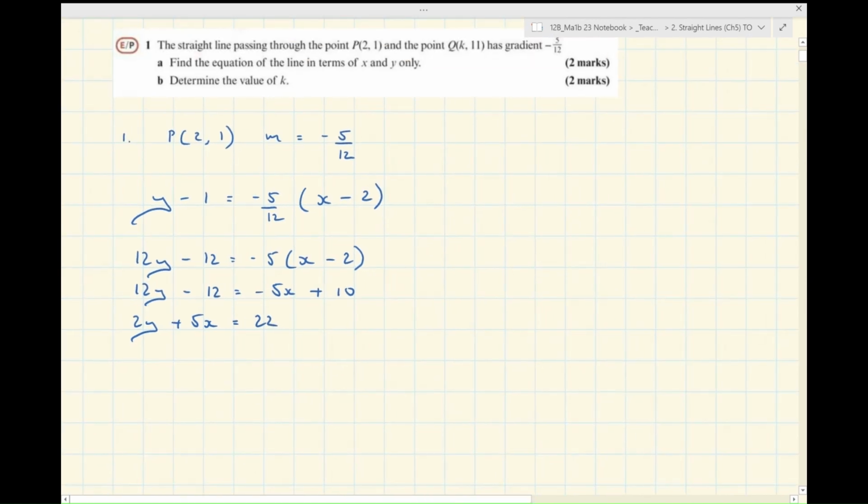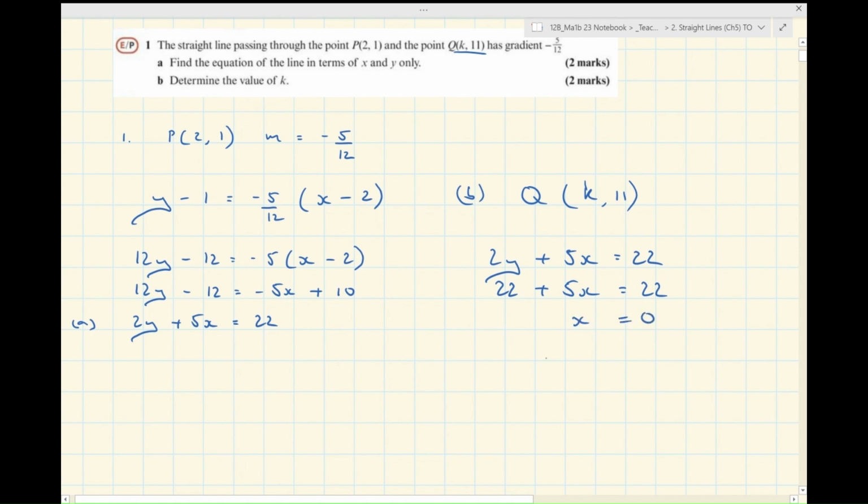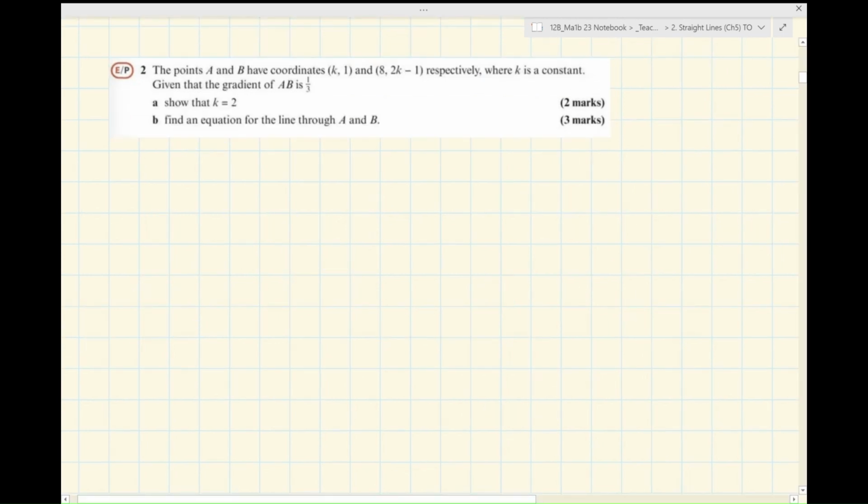There's part A. And part B, I need to determine the value of k. Well, I know that the point K, 11 is on the line. So I know that when y equals 11, I need to find out what x equals. Well, here's the equation of the line. Y equals 11, then 22 plus 5x is 22, which gives me an x of 0. So the point is 0, 11, and k equals 0. That's number 1 sorted.